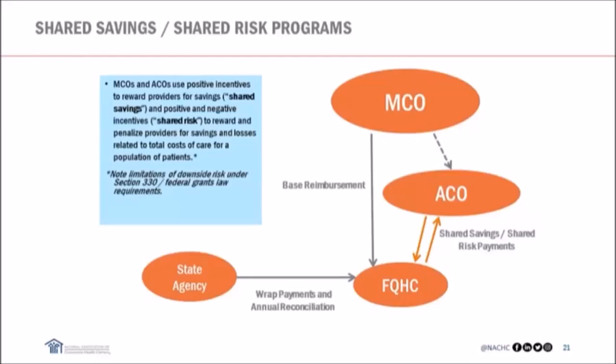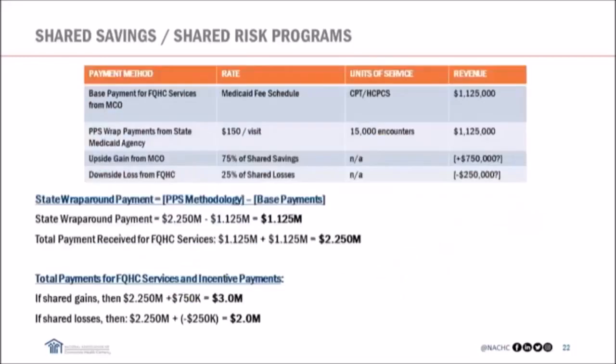If the ACO is successful in managing that risk, it earns the additional revenue from the MCO, and the ACO, which hopefully the FQHC sits on its board of managers or board of directors, distributes that additional revenue to the FQHC that it earns for managing that risk. And the FQHC also earns wraparound payments from the state Medicaid agency to bring its individual payments up to PPS levels. And so this is how the math works out in that kind of example.